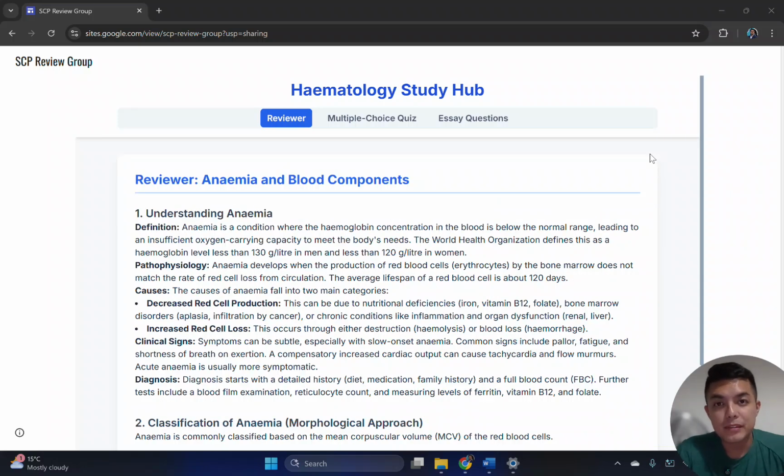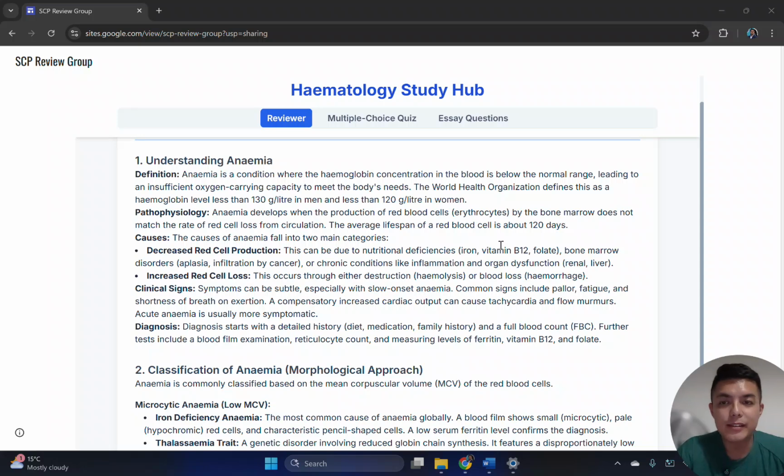So we're nearing the conclusion of our review series for the SCP Review Group 2025, and let's dive into hematology. So this is for anemia and blood components.